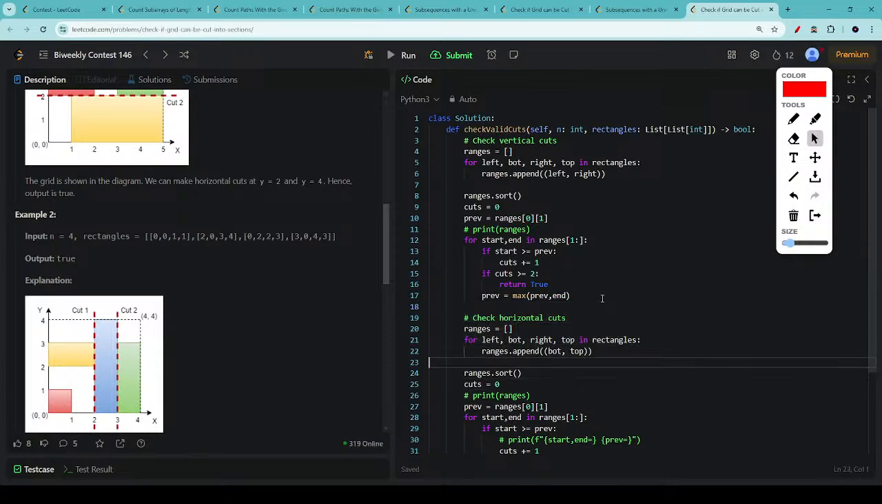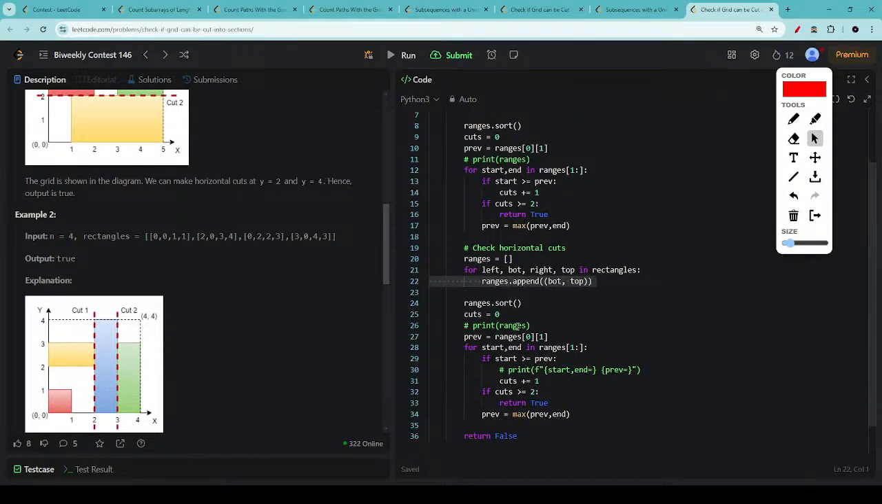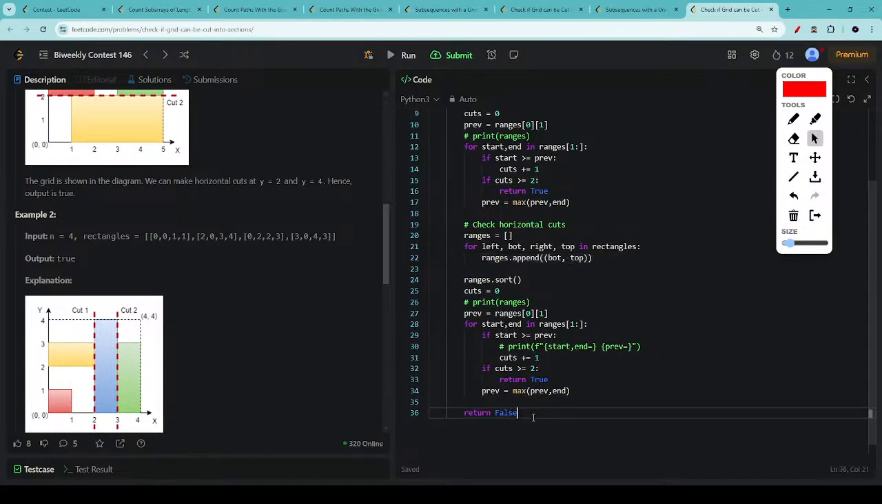This way, it's the exact same code. I just copy and paste. The ranges are now bottom to top. That's the only difference. And if you can make 2 cuts either way, it's true. If not, you return false. So that's all there is to question 3.